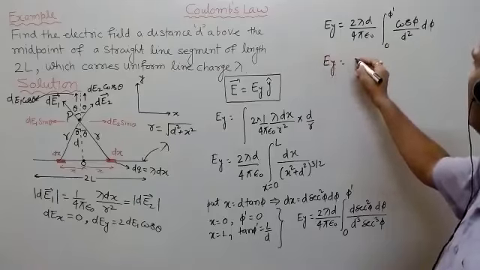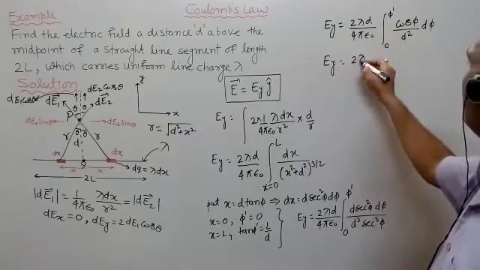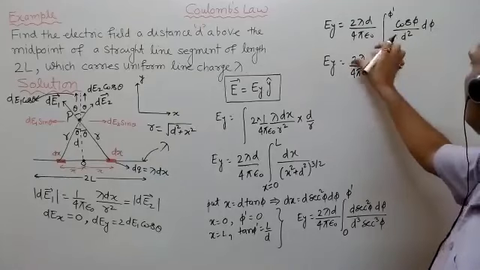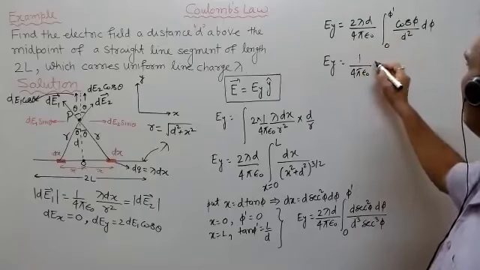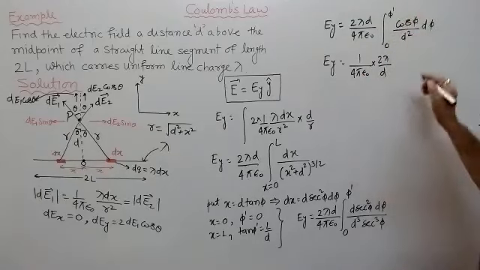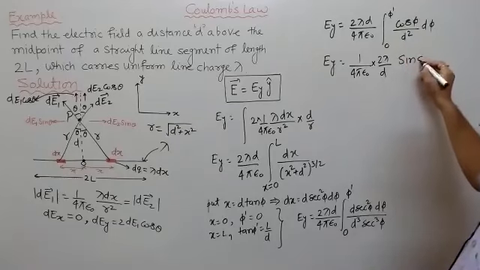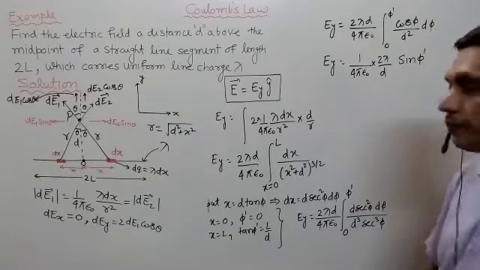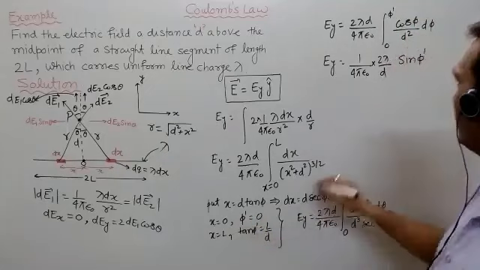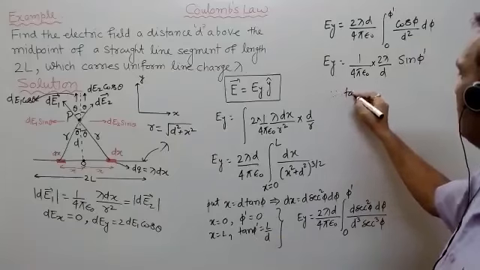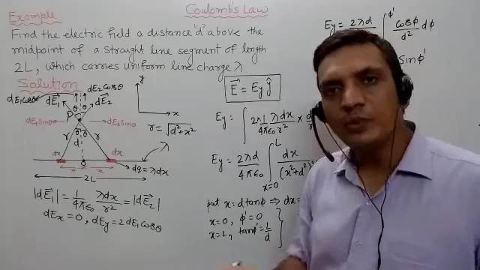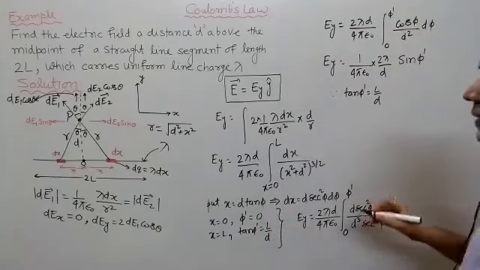Or Ey will be twice lambda by 4 pi epsilon naught. You can see this is 1 by 4 pi epsilon naught into twice lambda by d, and for cos phi, the integral will give you sin phi dash. If you integrate cos phi, you will get sin phi dash, and you know tan phi dash is L by D. Tan phi dash is a known parameter in terms of L and D. So we have to express it in terms of known parameters.